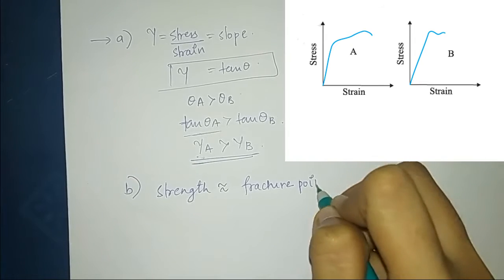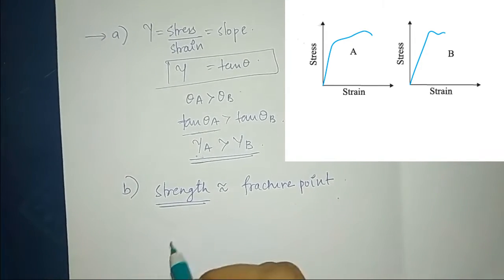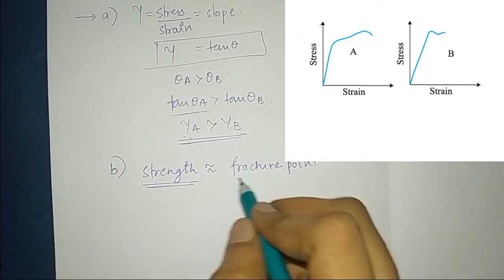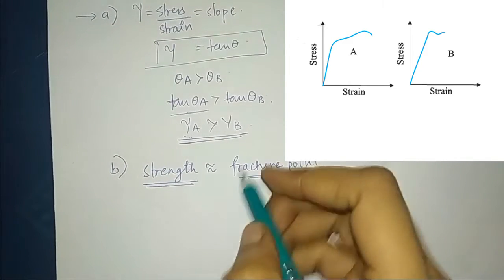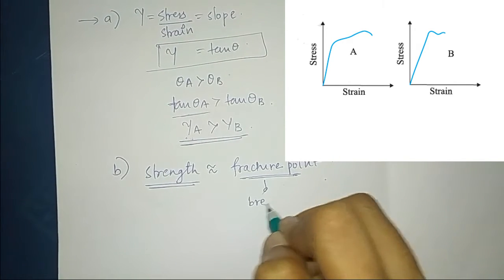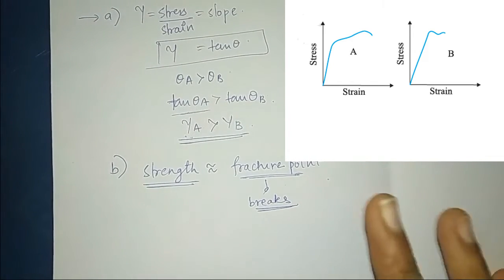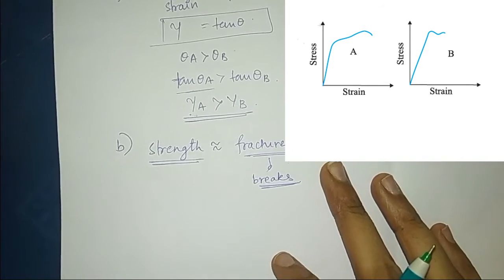Okay, so knowing the fracture point of the material, you can analyze how strong the material is. From plots A and B, you can see the fracture point is nothing but where the material breaks. That is the fracture point. After the wire breaks, the material that handles more strain is stronger.